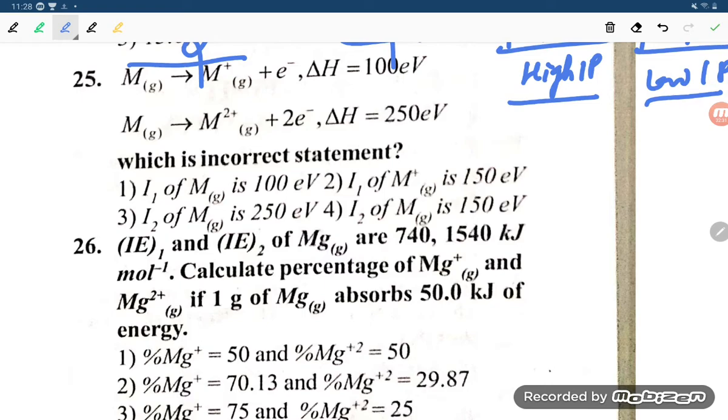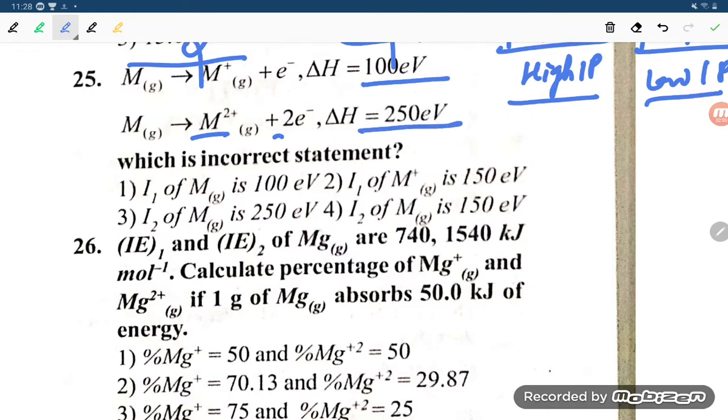Next question, student, question number 25. If you are going to question number 25, student, they are saying M is converting into M plus, and here the electron gain enthalpy is 100 electron volt. Here M is converting into M2 plus. Okay, so M to M2 plus, the electron gain enthalpy is 250.